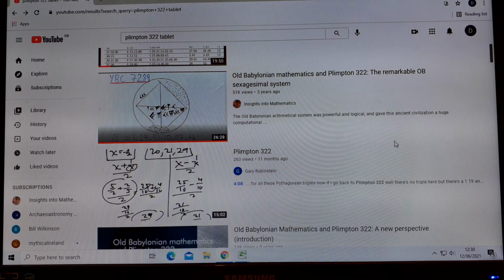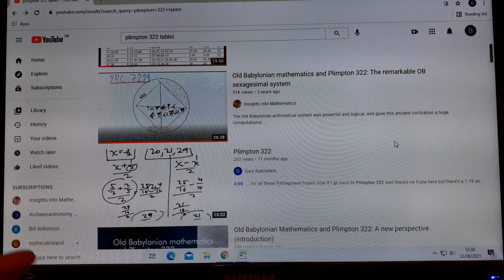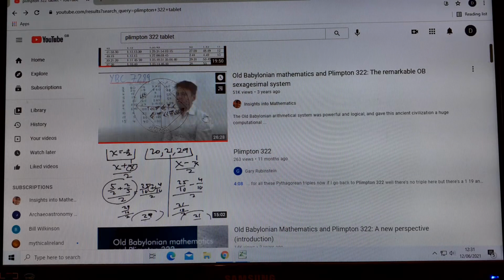Let's go back again. YBC 7289. It's about root 2, and the line across the central diagonal is the Babylonian estimation of root 2. And it's 1.24.51.10, and that's it. The .07 and 046 have been put in by the professors, not by the Babylonians. So let's have a look what they're telling us.